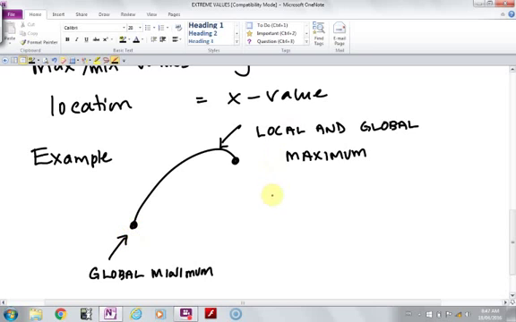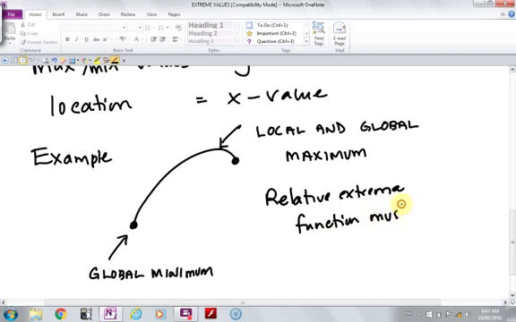Okay? So at relative extrema, the function must change direction. But at global extrema, they don't have to. So here it doesn't change direction, but it is the lowest value for the whole domain. Questions about that? So we're really still kind of just defining what they mean.